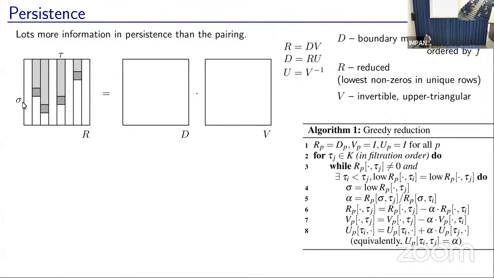So if sigma is the lowest nonzero in the column of tau, then there's a pair sigma, tau. And moreover, if you keep track of how you computed this reduction, how you went from D to R, you can record this information. You can think of this as a matrix decomposition. So it's R equals DV, or if you use U to denote the inverse of V, then D equals RU.